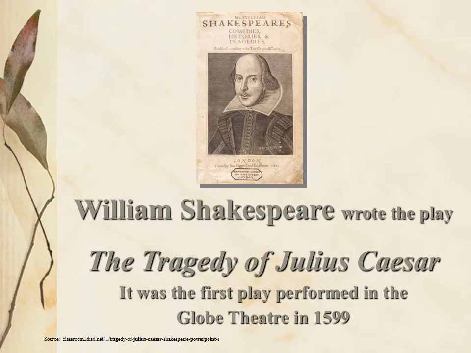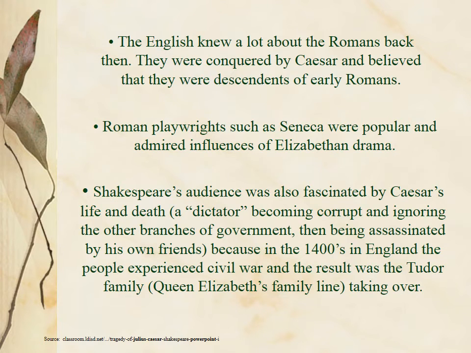William Shakespeare wrote the play The Tragedy of Julius Caesar, and it was the first play performed in the Globe Theatre in 1599. The English knew a lot about the Romans back then. They were conquered by Caesar and believed that they were descendants of early Romans. Roman playwrights such as Seneca were popular and admired influences of Elizabethan drama.